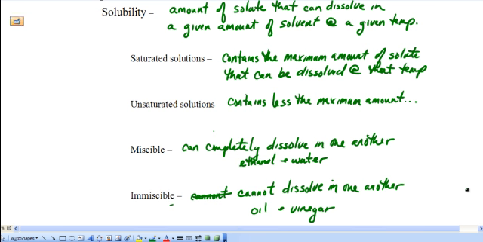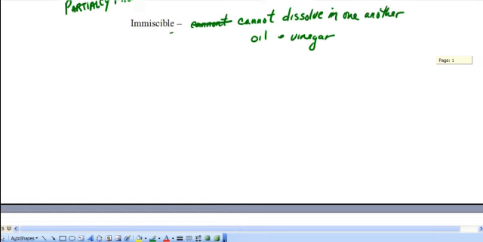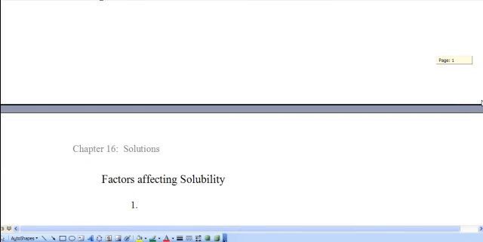Okay? Now there's a whole continuum in here where you have partially miscible, where you can dissolve some, but only to a certain point. For example, water and diethyl ether. You can dissolve some diethyl ether in the water, but not much. And so once you reach that saturation point, they're not going to mix anymore, and you'll actually have a layer of diethyl ether in water in two separate layers based on their densities. Okay? So those are just some terminology that you should learn and should know about solutions in general.